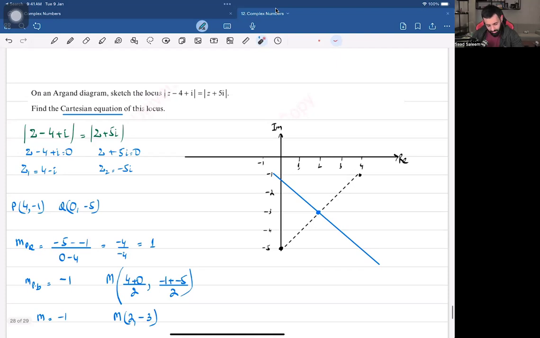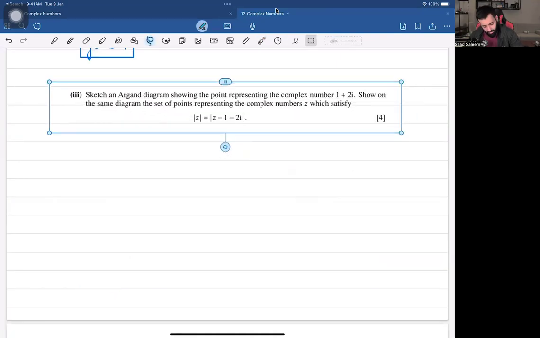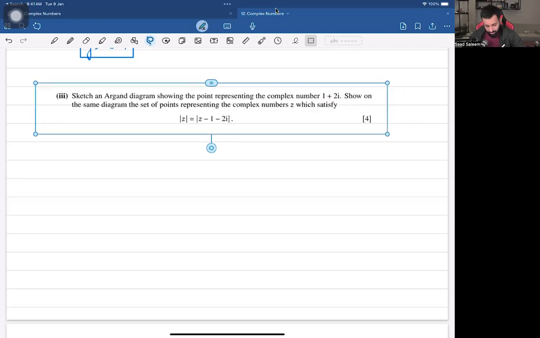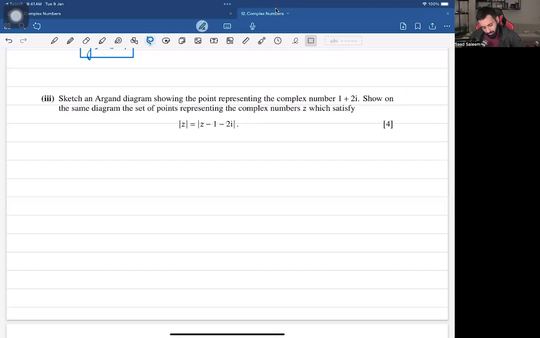So here's a past paper question. I wouldn't say it's the easiest one there is, but here it is. Let's see what it says. It says sketch an Argand diagram showing the point representing the complex number 1 plus 2i. On the same diagram, show the set of points representing the complex number z which satisfy so and so. Okay, so what do we do over here? First of all, I want you to be as accurate as possible in questions like these. Earlier, since I was just explaining the concept, I was not accurate. But when you're doing questions like these, even though it says sketch, try and be as accurate as possible.